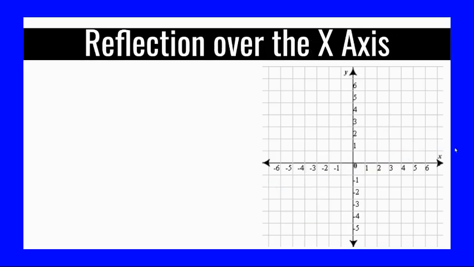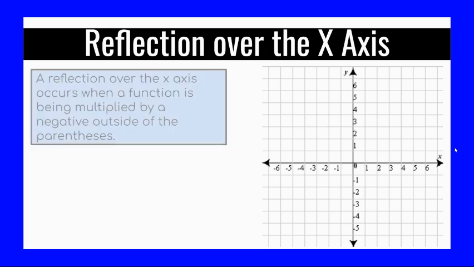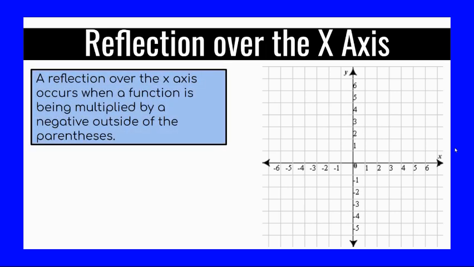All right, a reflection over the x-axis. This is really the last vertical transformation we're going to talk about. A reflection over the x-axis occurs when we are multiplying by a negative outside the parentheses. And what I will say about reflections is whenever you see a negative, that only deals with the reflection. It doesn't change the number for the stretch or the compression. So after I've decided there's a reflection, I can basically cover up that negative sign and then look at the number to determine whether it's a stretch or a compression.